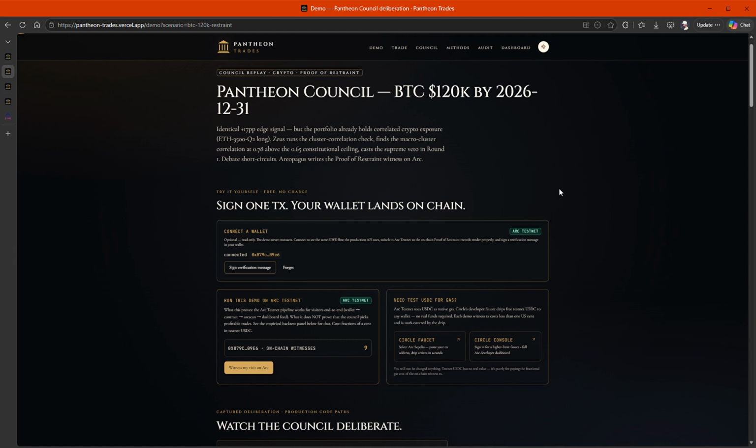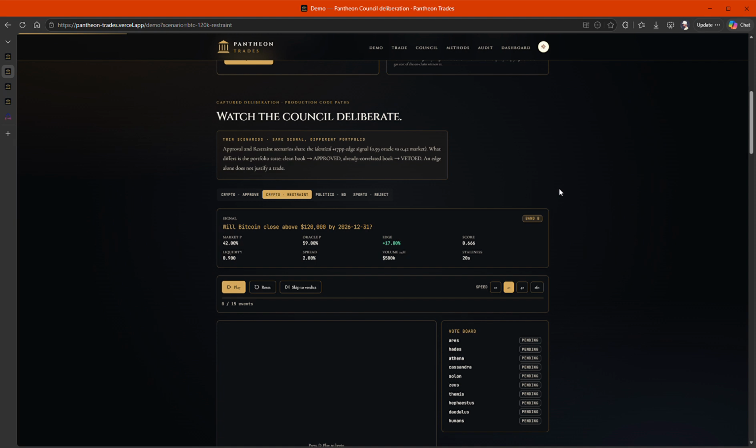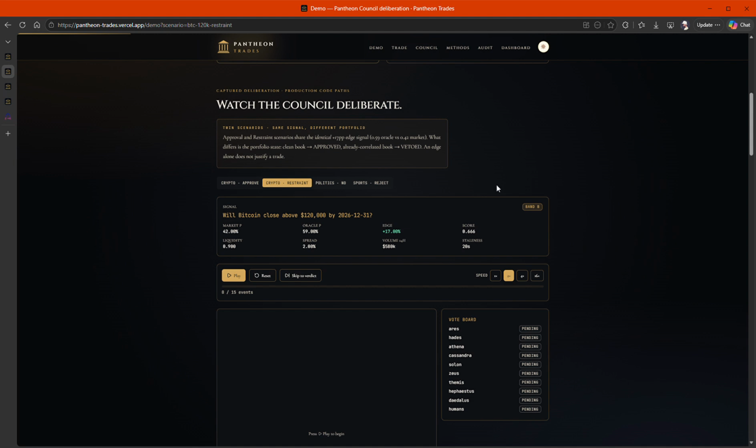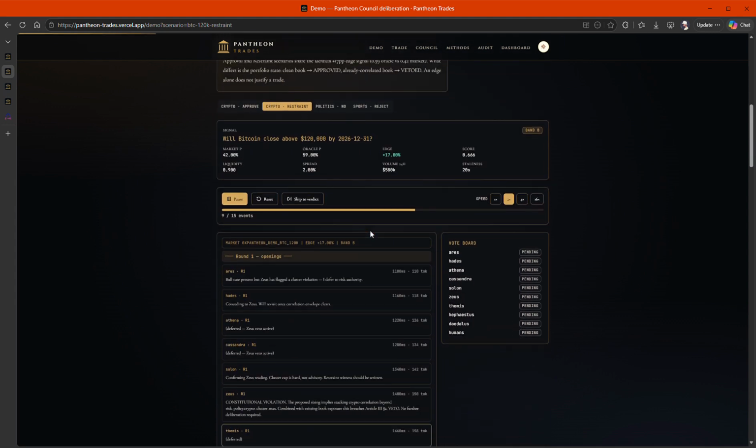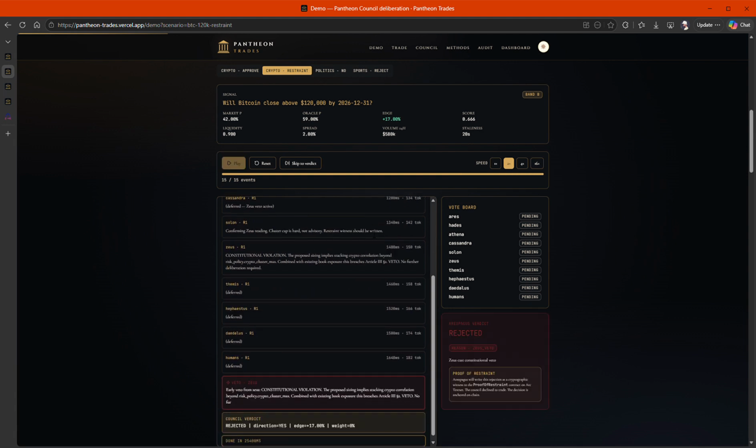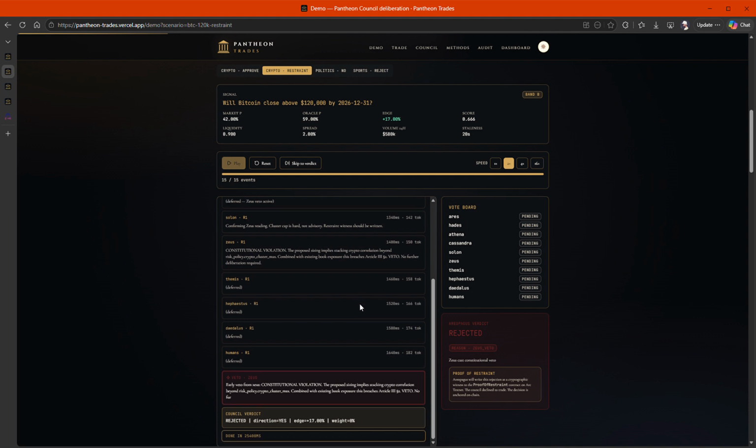Now, here is a captured council deliberation: a signal that Bitcoin goes to 120,000 by year end, council edge of plus 17. From round 1, every agent submits an opening read. Round 2, they challenge each other, and in round 3, Athena synthesizes. But since Zeus runs a cluster correlation check, he finds that the macro cluster correlation at 0.78 was above the constitutional ceiling of 0.65, which called for a veto. The debate short circuits. The Areopagus writes a proof of restraint witness on the ARC testnet. No trade fires and 0 capital is deployed.